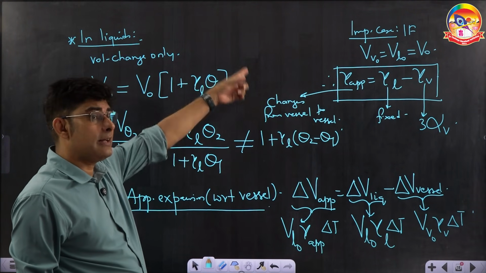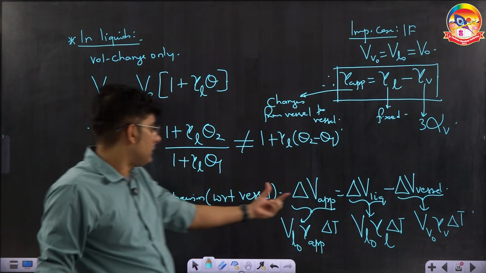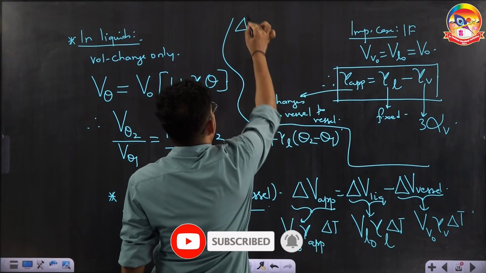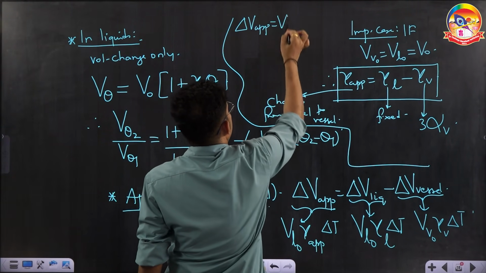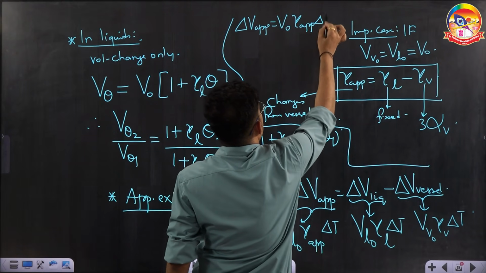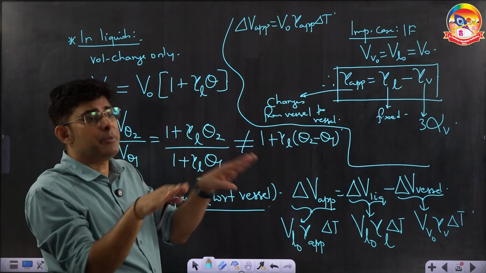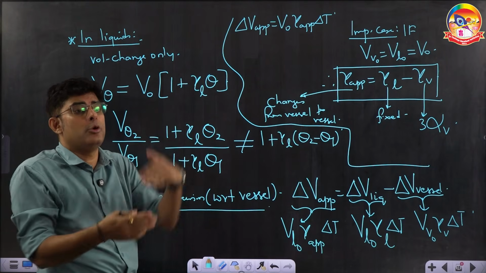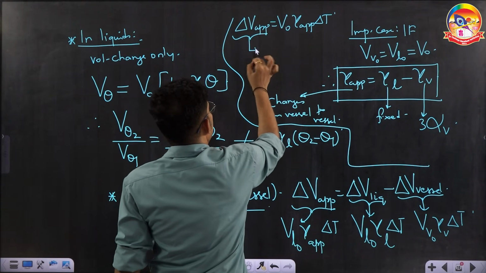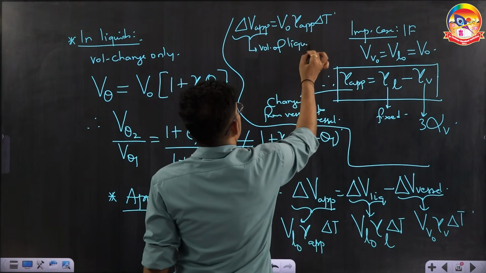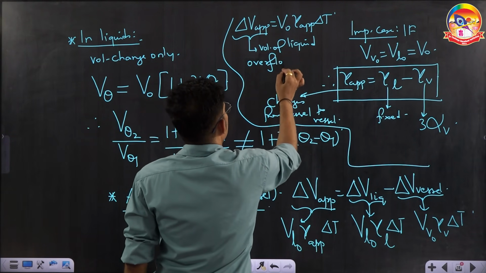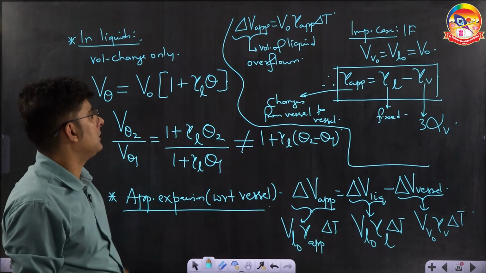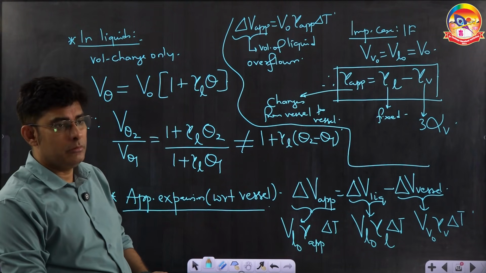And if this case occurs, then whatever the delta V apparent value comes, delta V apparent can be written as V0 gamma apparent into delta T, supposing it was initially completely filled to the brim. Now this is the expansion with respect to the vessel. So where will the extra expansion go? It will overflow. So this will directly give you the volume of liquid overflown. When you raise the temperature, the volume of liquid overflown from the vessel will directly be this much, V0 into gamma apparent into delta T. Got it?